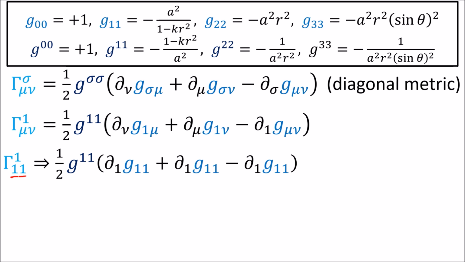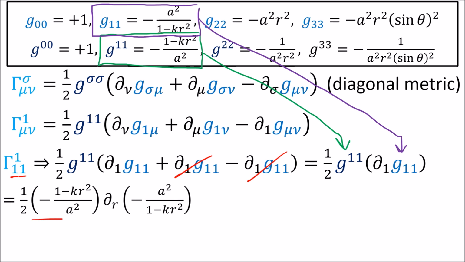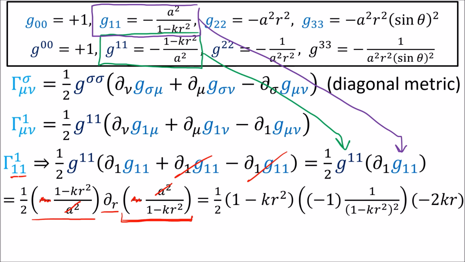For 1, 1 on the bottom, these cancel and we get 1/2 inverse g11 times the 1 derivative of g11. Since the 1 index is r, we get this times the r derivative of this. Since the scale factors a only depend on time, we can take them out of the derivative and cancel a squared. To take the r derivative of this, we use the power rule to give the denominator a power of 2, and then get a chain rule term of negative 2kr.